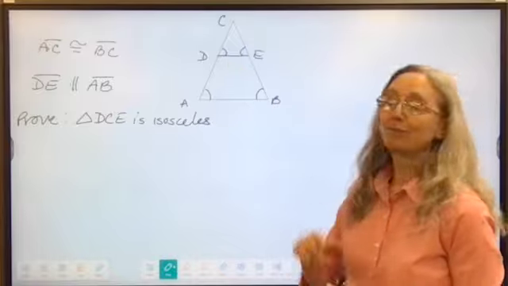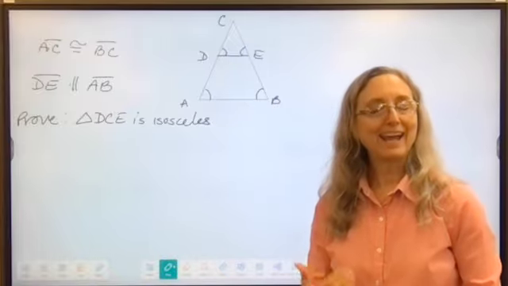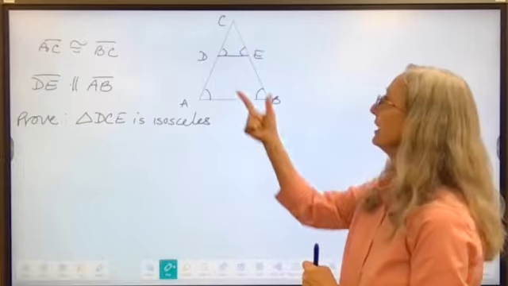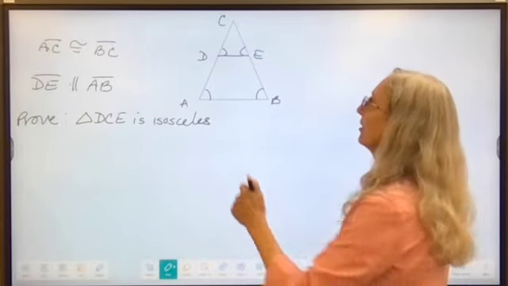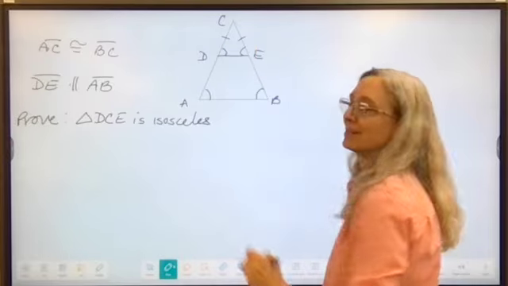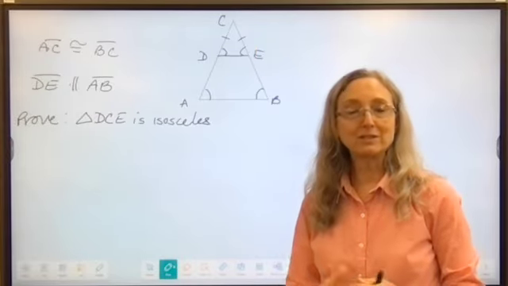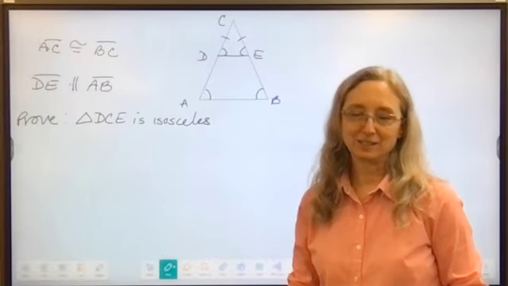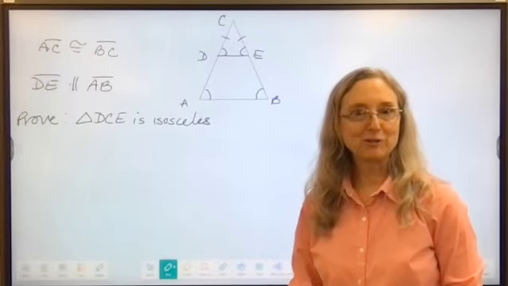Aha, now that I have those two angles, now I can use the converse of the isosceles triangle theorem. If the base angles are congruent, then the corresponding sides opposite them are congruent, and triangle DCE has to be isosceles. Did you figure it out?